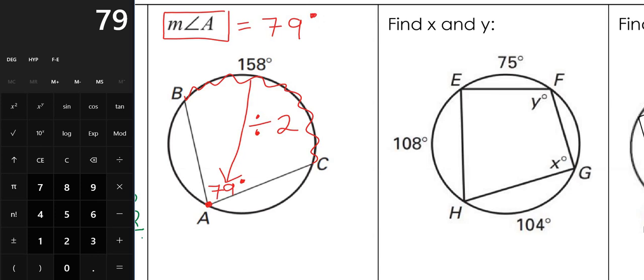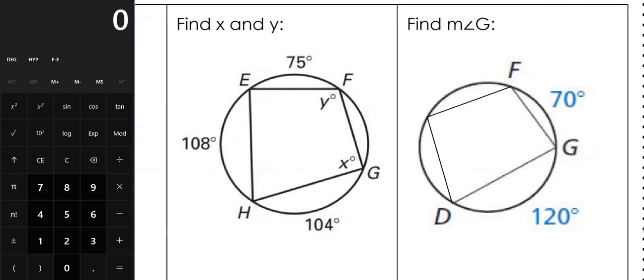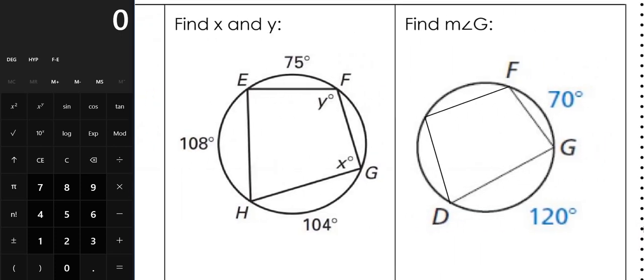Let's take a look at the next one. Okay, find x and y. Now looking at my figure, I notice I have this inscribed quadrilateral. And usually, one thing that you have to know with inscribed quadrilaterals is that opposite angles add up to 180 degrees. So whatever this angle y is and whatever this angle is here, they should equal 180.